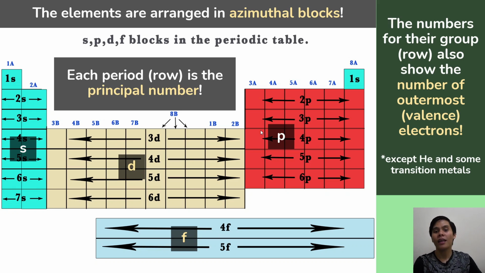All right. Next, your valence electrons, or your number of electrons in the outermost energy level, is indicated by the group numbers on top. So this has one valence electron, or one electron in the outermost energy level. This has two in the outermost energy level, and so on.